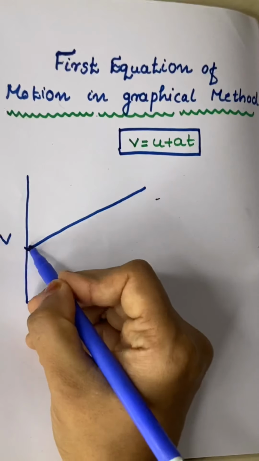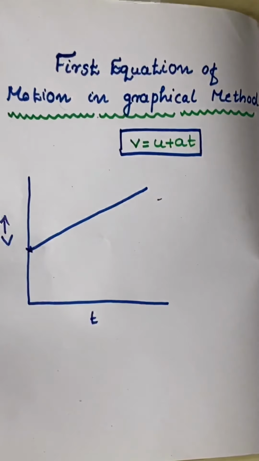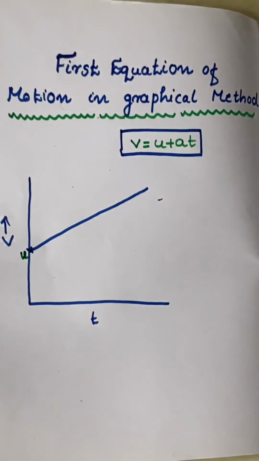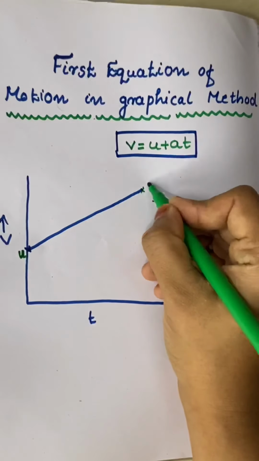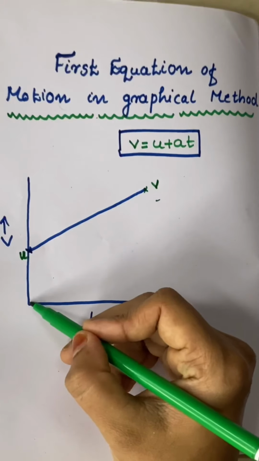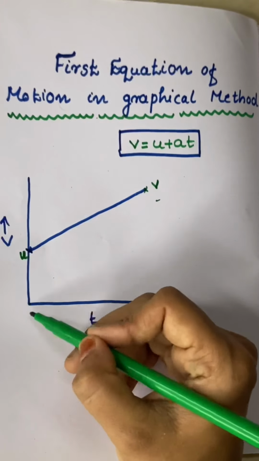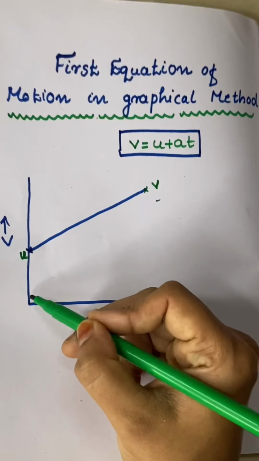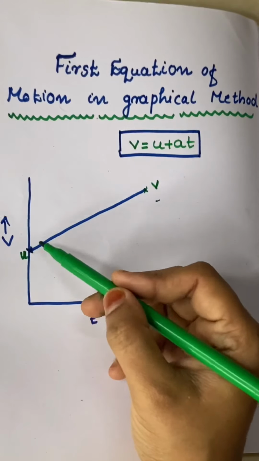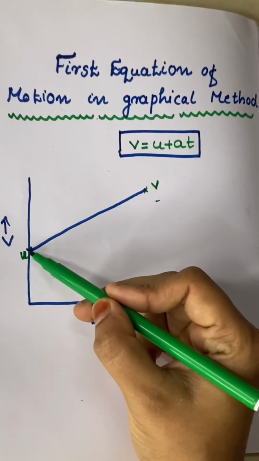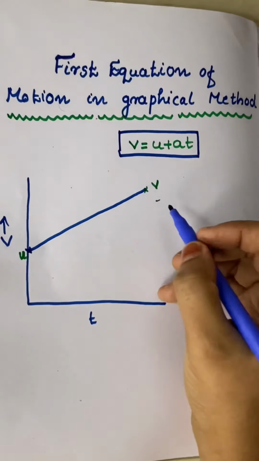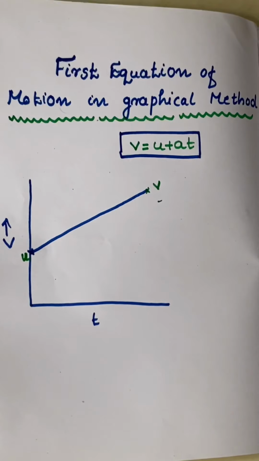This is drawn from a point. This is the initial velocity u, and this is the final velocity v. This is not starting from here. Actually this point indicates 0. If it is 0, the motion is 0, the particle is at rest. Now the object is moving, so the initial velocity is there and the final velocity is here. So we can connect this graph.